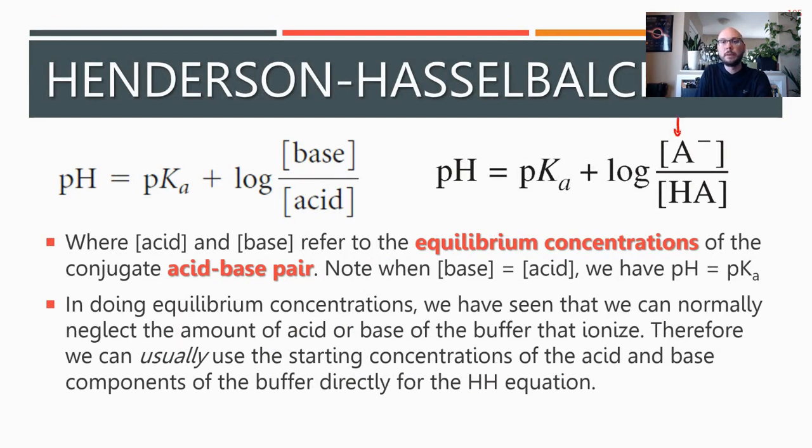Sometimes you'll see it written as A minus, that is, the conjugate base part. So a weak acid transforms into a conjugate base over the original acid. Okay, so in doing equilibrium concentrations, we can see that normally we can neglect the amount of acid or base that ionizes. So essentially where we made that approximation of some number minus X is equal to that same number, we're going to be able to still do that because the concentrations of the acid and the base are sufficiently high that when the concentration changes because of the addition of OH minus or H plus, it's negligible.